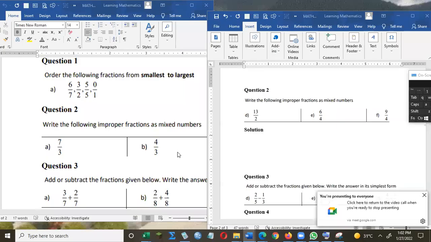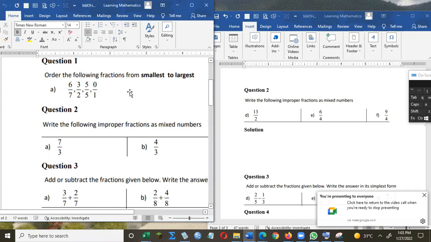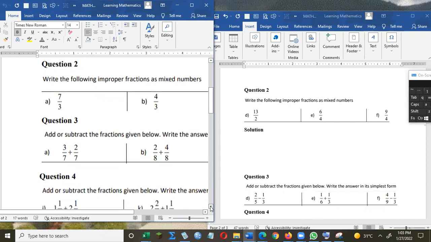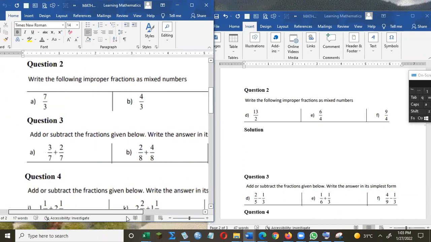Yes, so we have just discussed number 1, arranging from smallest to largest. Now we are moving on to number 2. This is assignment number 1, and this is the worksheet that we are using. So we're going to apply what we discussed there to those questions in number 2. There are 3 of them. It says, write the following improper fractions as mixed numbers.